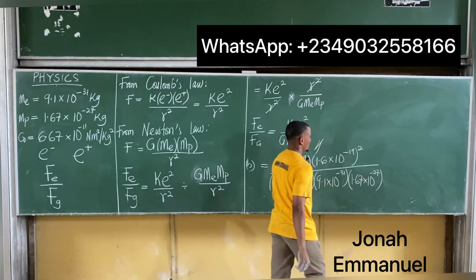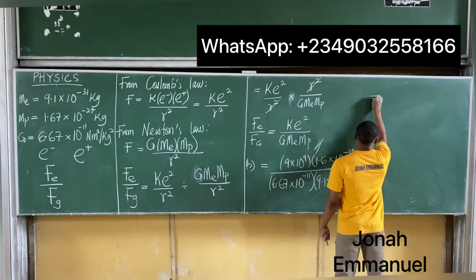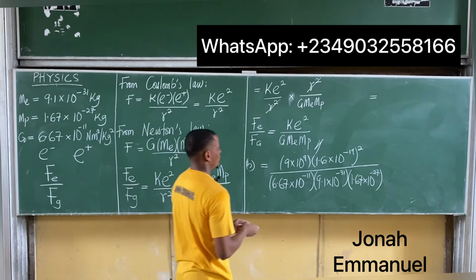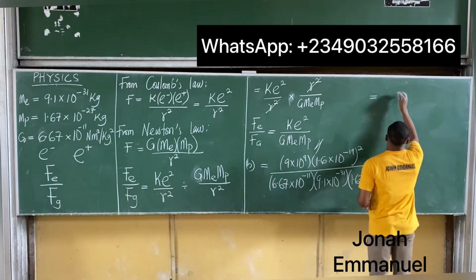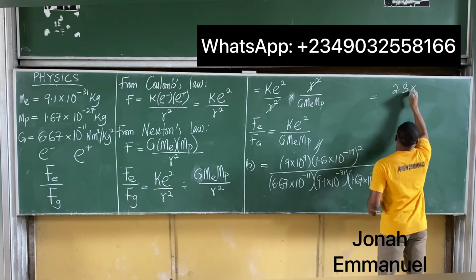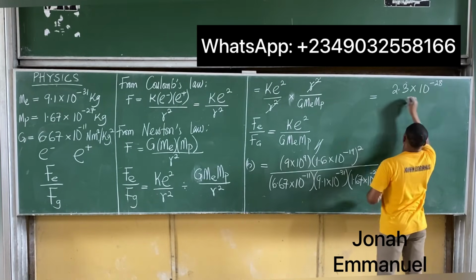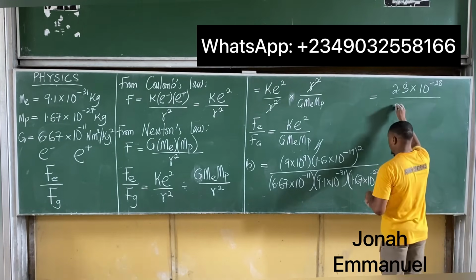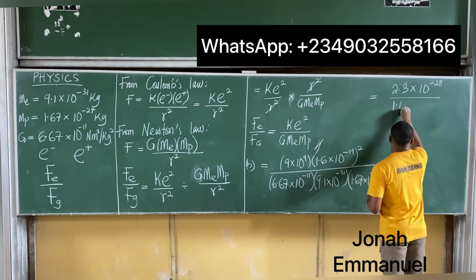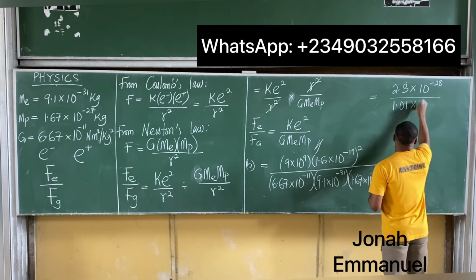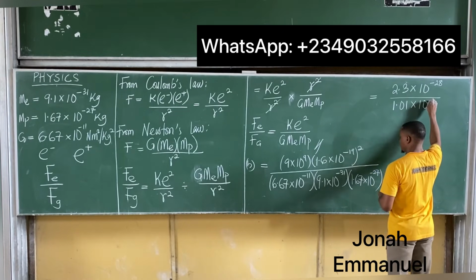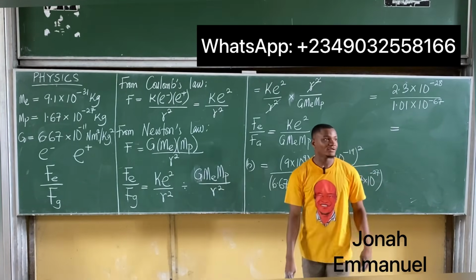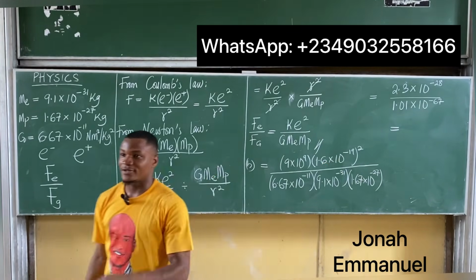All right, so I have this. So that's now equal to, please give me only the numerator. Only the numerator. What's my answer? 2.3 times 10 to the power minus 28. All over, give me the denominator please. What do I have? 1.01 times 10 to the power minus 67. Please help me confirm this is correct. Let's proceed.